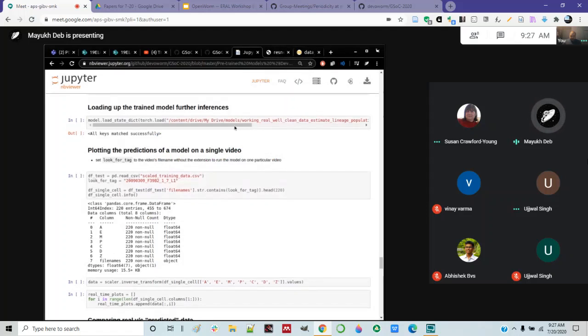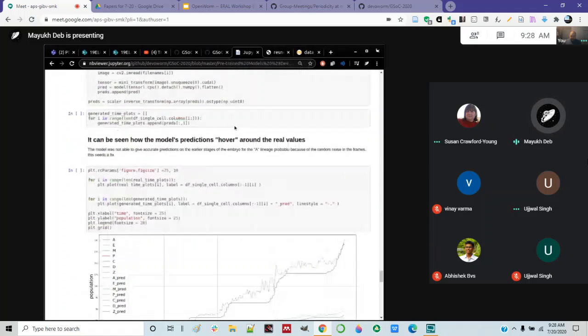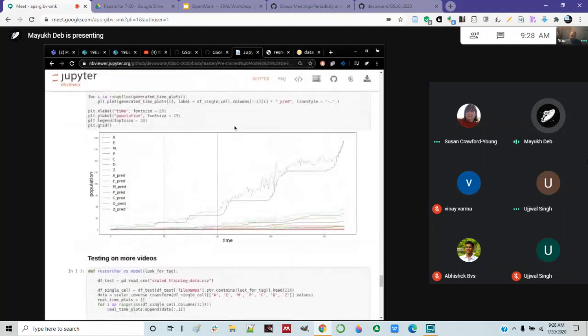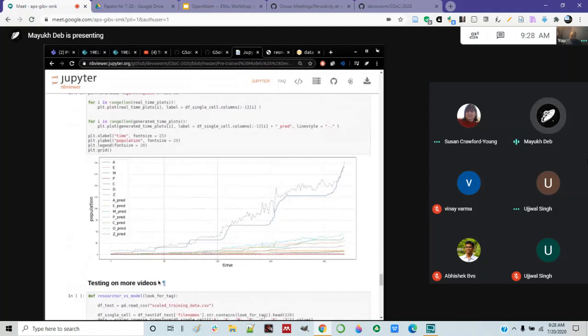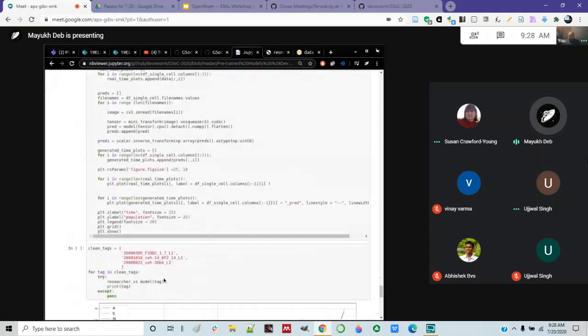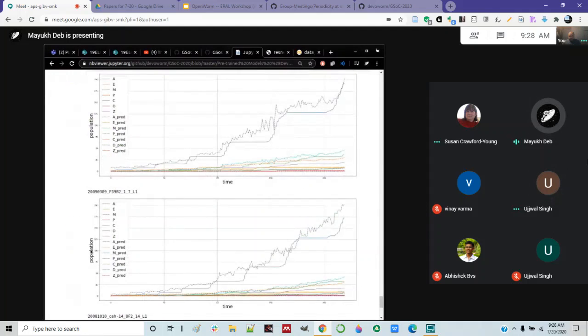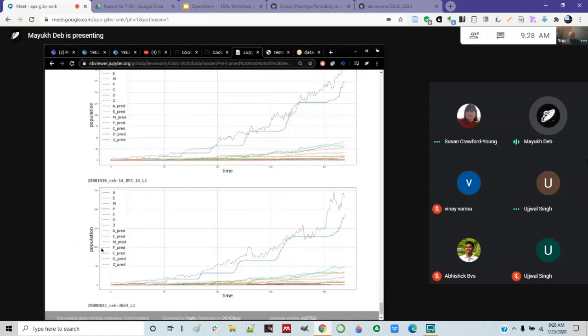And I'll just go, remember last week it was not predicting well on the early part. Yeah. So now you can see it, right? It's predicting much better. Okay. Yeah, I also tested it out on a lot more file names, so you can see it's much better than before.